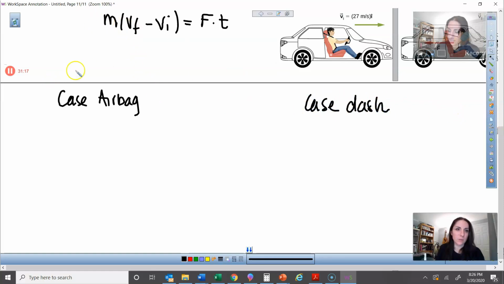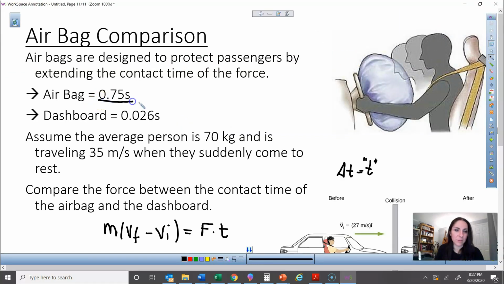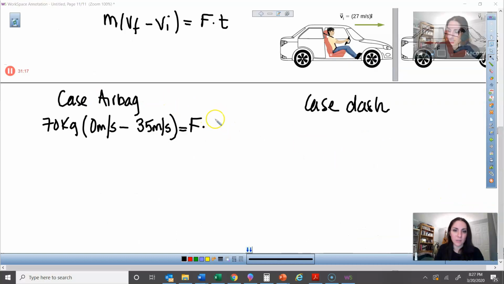So according to the question, the mass of the person, and you can go back, I just happen to memorize some of these values, is 70 kilograms. Now, if I collide with something, my final velocity will be 0. Well, that's not always true, but in this case, we're using 0. Minus the initial velocity, which was 35 meters per second. We're calculating force, so I'm going to leave that as t. And I believe the time you feel the airbag, it's still less than a second, is 0.75 seconds when we do this. So I'm going to go ahead and do this calculation.